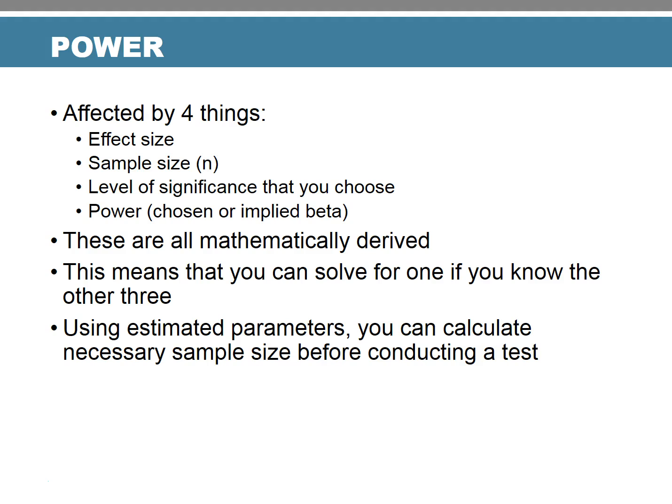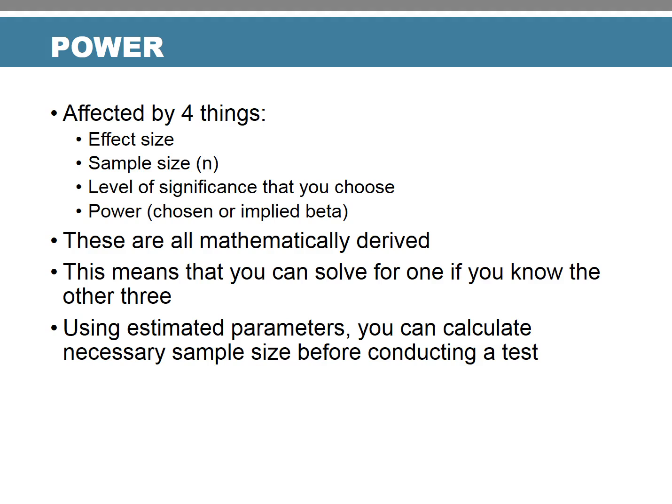Taking this a step further, this means that using the parameters that we either know or that we can estimate, we can calculate our necessary sample size before we conduct a test. So we can take the effect size that we think we'll see, or that difference in the populations, our level of significance that we're choosing, which will typically be 0.05, and then the power that we want to have, which would be adequate power to find a difference. And using those 3 parameters, 1, 2, and 3, we can then calculate the sample size that we need in order to find a difference.